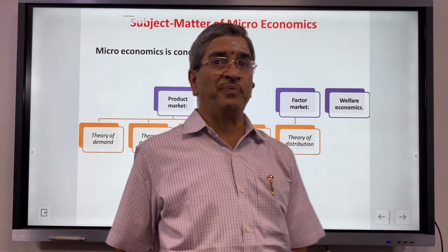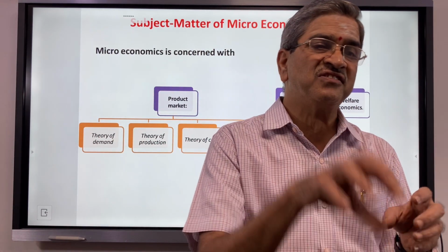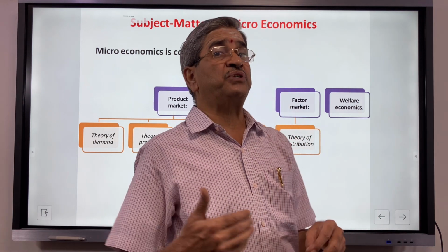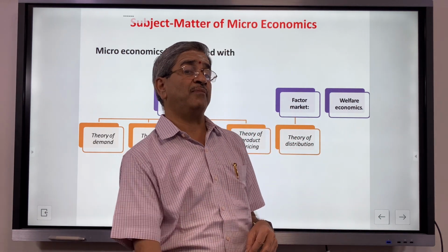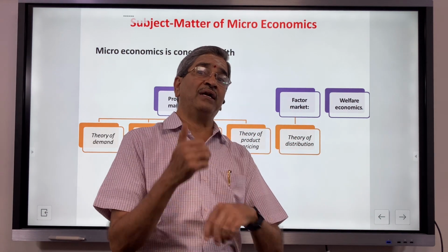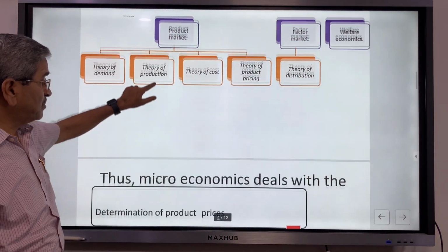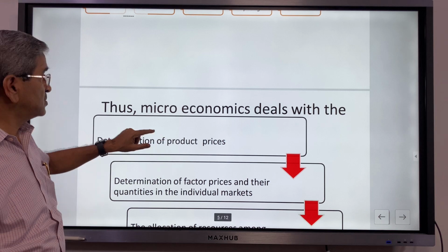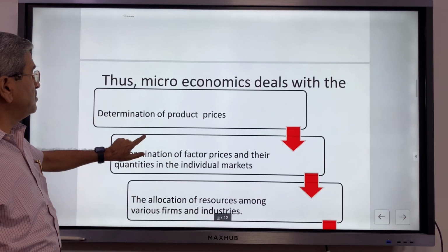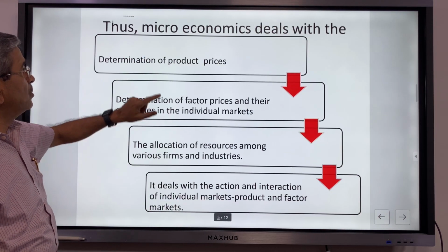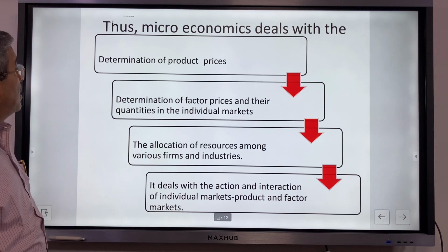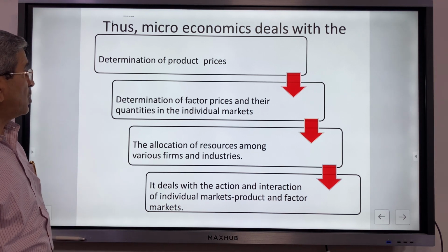Welfare economics speaks about subsidy theories and how you subsidize the product so that the demand can be raised and thereby improved. So these are all called the subject matter of microeconomics. Microeconomics deals with the determination of product prices.